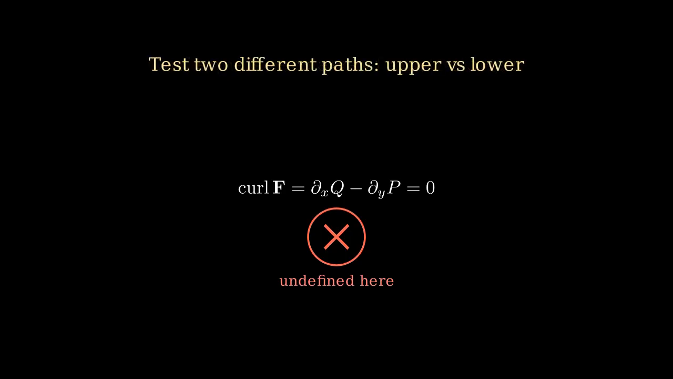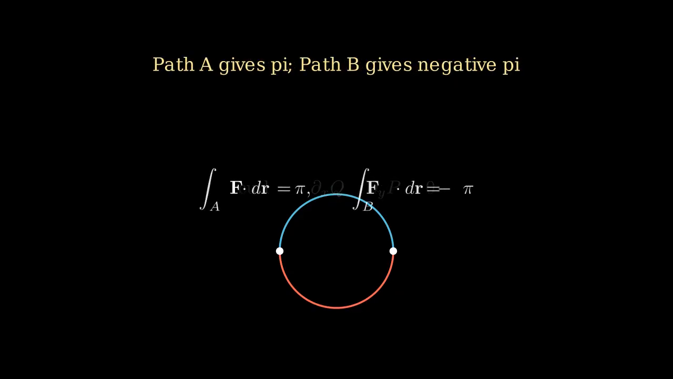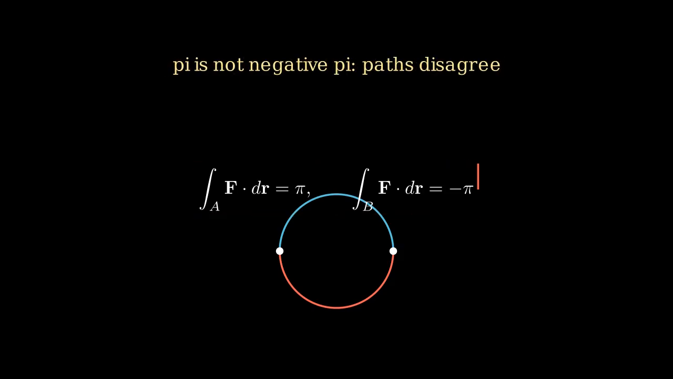It works out to 0 everywhere the field is actually defined, away from the origin. Step 2. Despite curl equaling 0, deliberately test two different paths between the same two points, (1, 0) and (negative 1, 0). Path A, the upper semicircle through (0, 1): the integral works out to pi. Path B, the lower semicircle through (0, negative 1): the integral works out to negative pi.